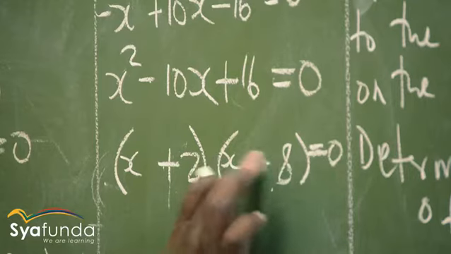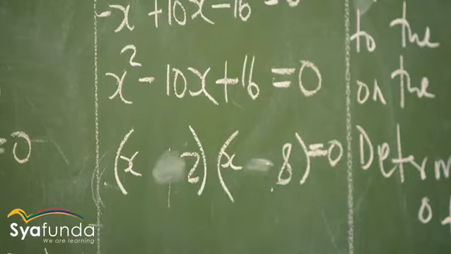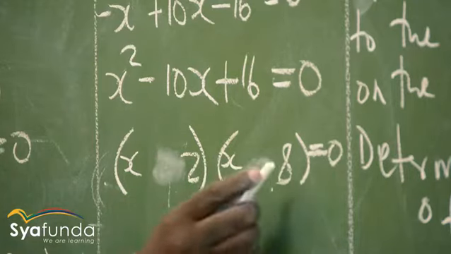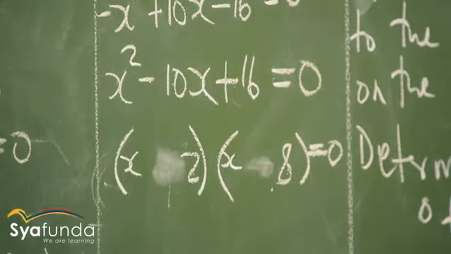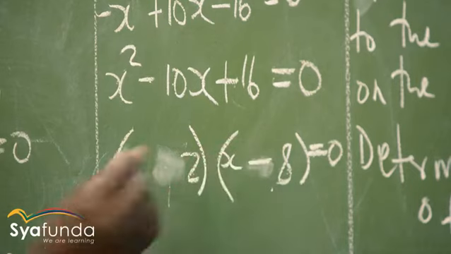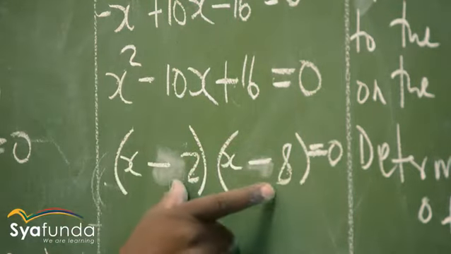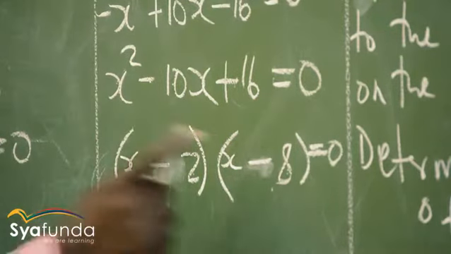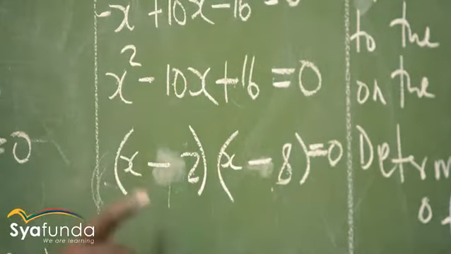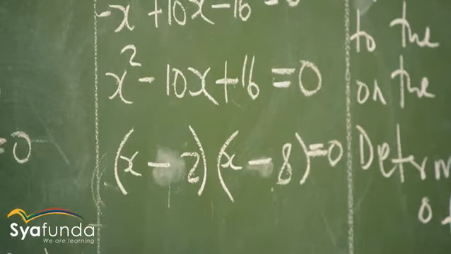Wait. It can't be both negative. Let's just clean it. This is 8, this is 2. We want to get positive 16. At the same time, we want to get negative 10. So this is negative 8 and also negative 2, because these 2 must give me the middle 10. In this case, it is minus 10. Yes, minus 8 and minus 2 will give me minus 10. At the same time, minus 2 times minus 8 will give me the positive 16.